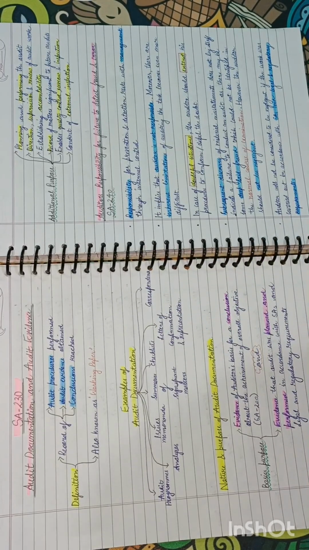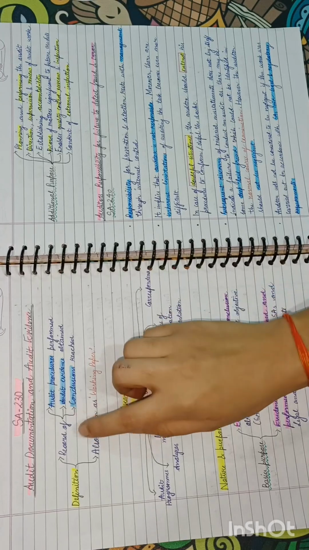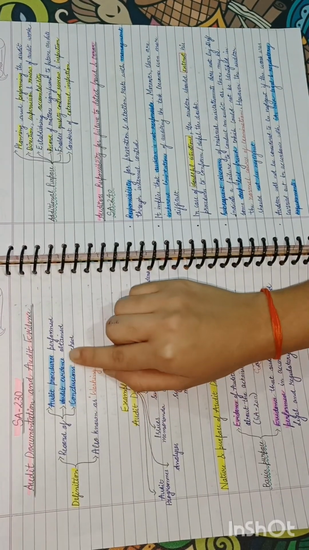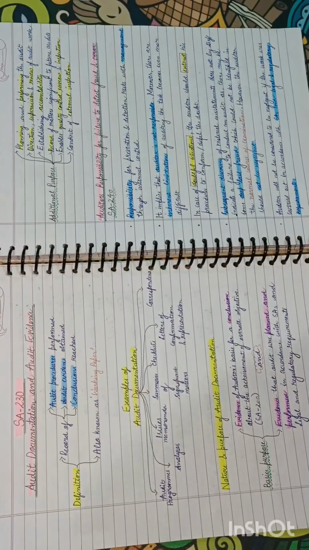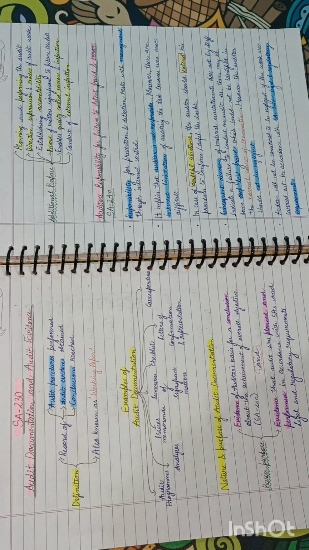Hello everyone. So today we are going to discuss SA 230, which is audit documentation and audit evidence. So first of all, what is audit documentation? Audit documentation has been defined as a record of audit procedures performed, audit evidence obtained, and the conclusions reached. The other name for audit documentation is working paper.